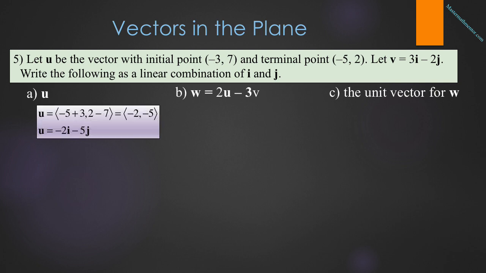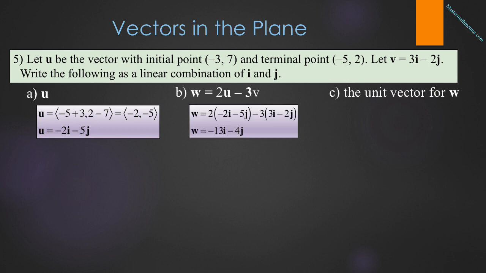First, we must write this as a vector. So u is equal to negative 5 minus negative 3, 2 minus 7, which is negative 2, negative 5. So writing it as a linear combination of i and j is negative 2i minus 5j.